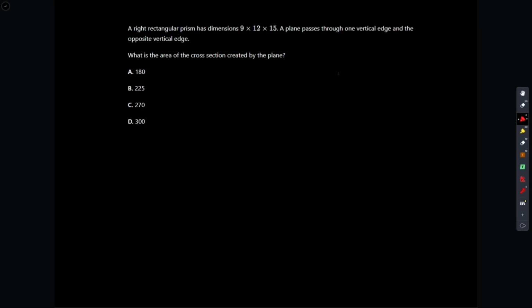It says a right rectangular prism has dimensions 9 by 12 by 15. A plane passes through one vertical edge and the opposite vertical edge. What is the area of the cross section created by the plane? Now, just to clarify, when we say plane, we don't mean some aviation device, right? What we actually mean is sort of like, if you can imagine a 2D object, right?